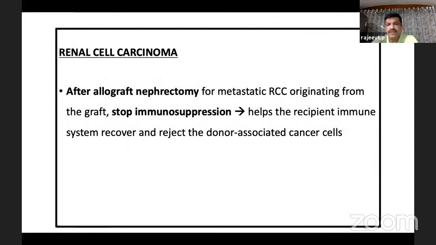After allograft nephrectomy for metastatic RCC originating from the graft, one should always stop immunosuppression, because stopping immunosuppression will help the resistant immune system to recover, and this recovery can reject the donor-associated cancer cells.